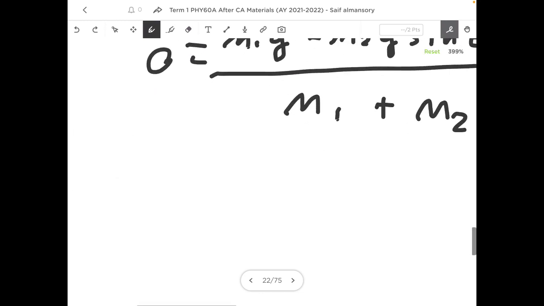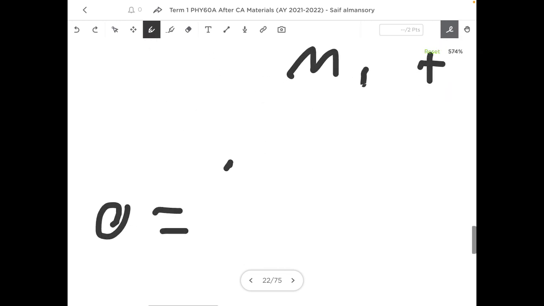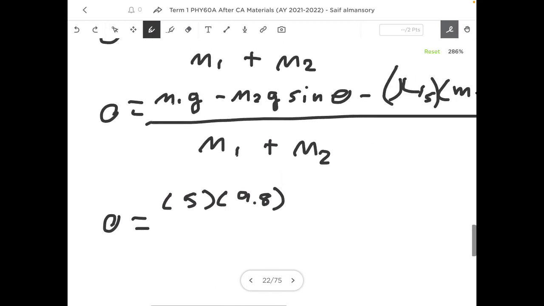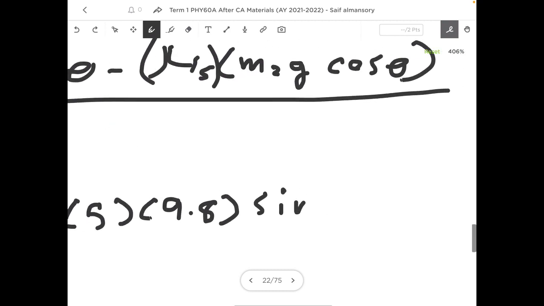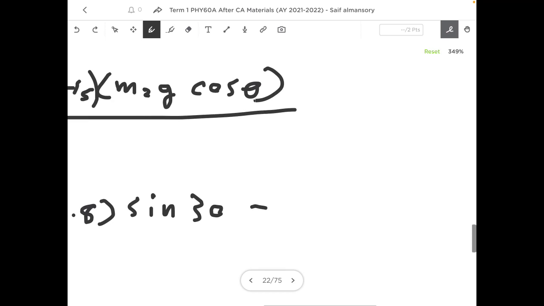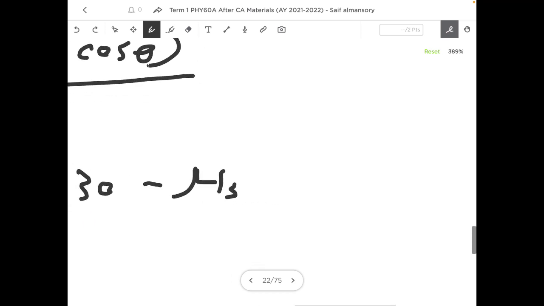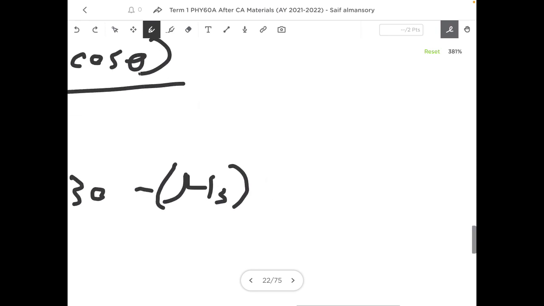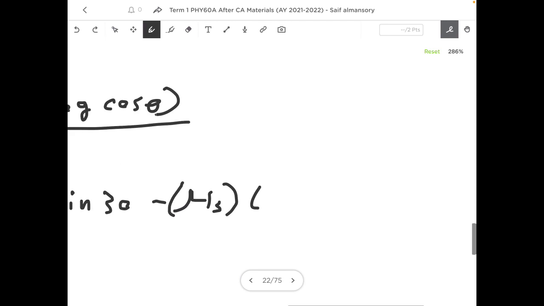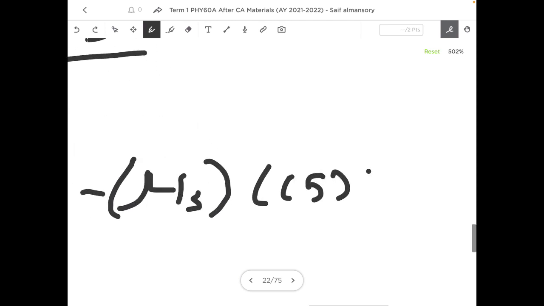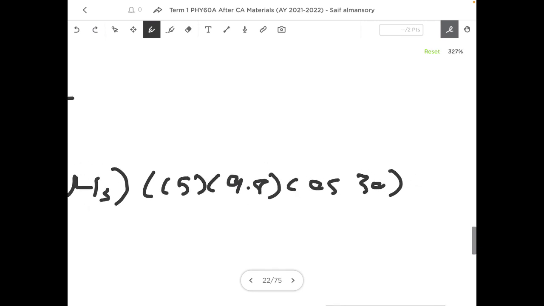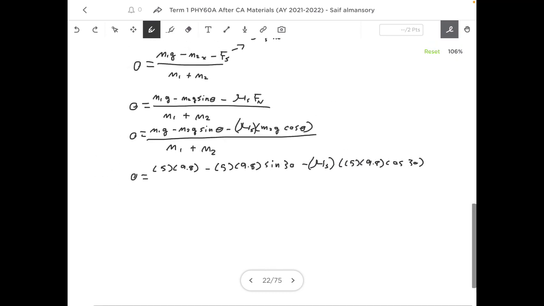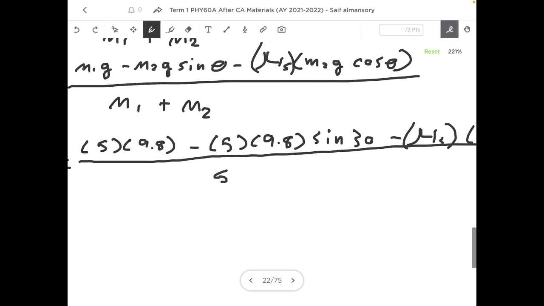Now let's substitute our numbers. 0 equals, what is the mass of m1? It is 5 times 9.8, minus 5 times 9.8 sine of 30, minus the unknown static coefficient multiplied by 5 times 9.8 cosine 30, over the total mass, that is 5 plus 5. Total mass 5 plus 5 is 10.